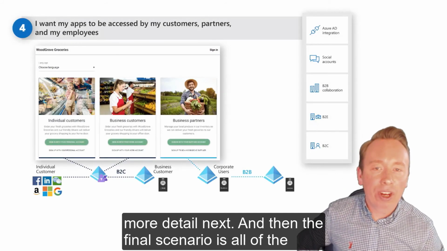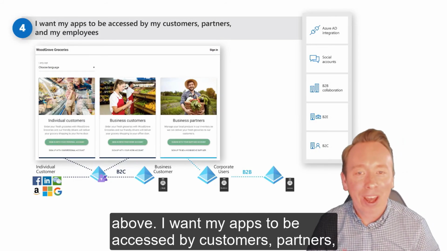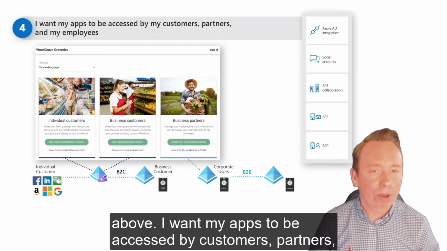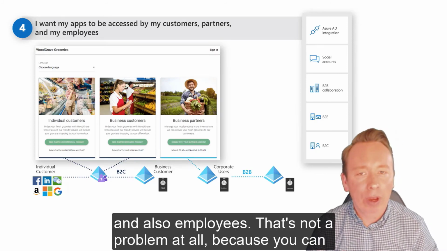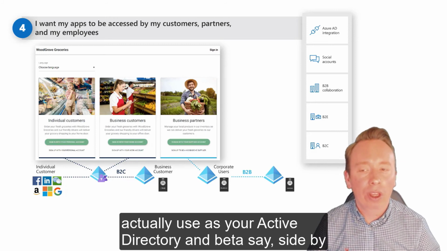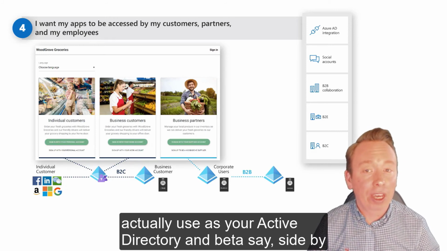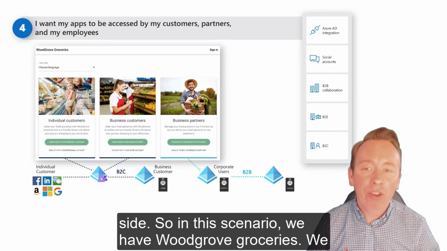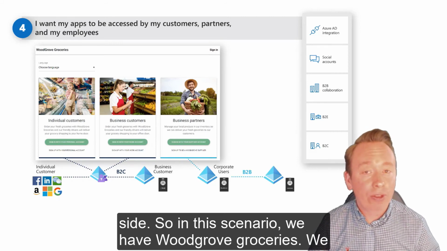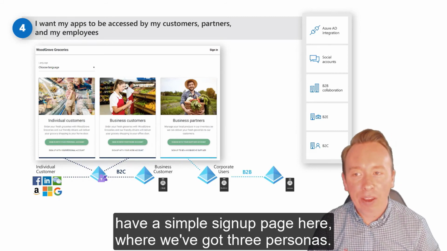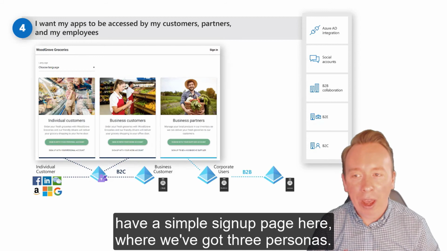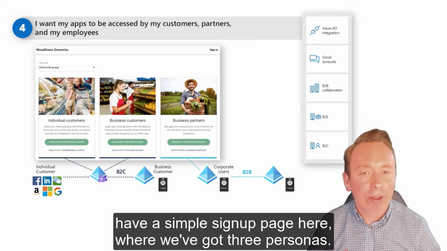And then the final scenario is all of the above. I want my apps to be accessed by customers, partners, and also employees. That's not a problem at all, because you can actually use Azure Active Directory and B2C side by side. So in this scenario, we have Woodgrove Groceries. We have a simple sign-up page here where we've got three personas.